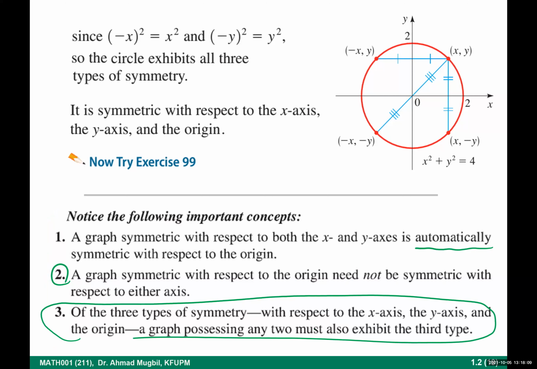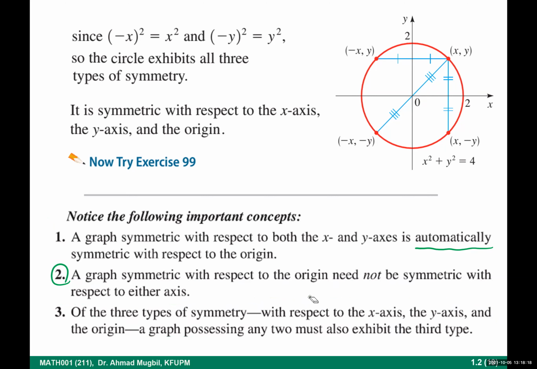Of the three types of symmetry with respect to the x-axis, y-axis, and the origin, a graph possessing any two must have the third one. So if it is symmetric with respect to the x-axis and the origin, it will be symmetric with respect to the y-axis, and so on.